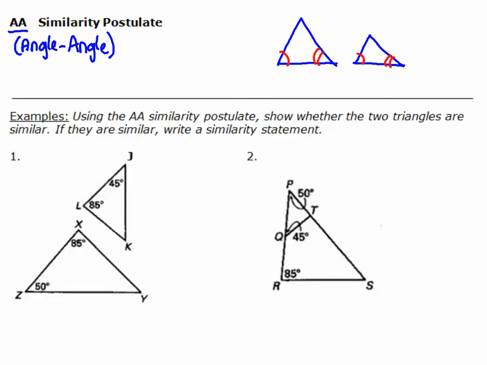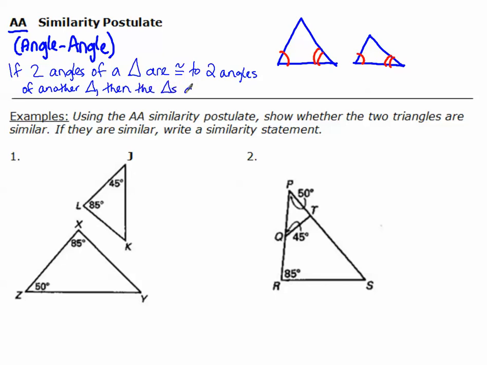So let's go ahead and write down what this similarity postulate tells us. If two angles of a triangle are congruent to two angles of another triangle, then the triangles are similar. Remember, you can pause or rewind the video at any time to get a better look at what we've done.